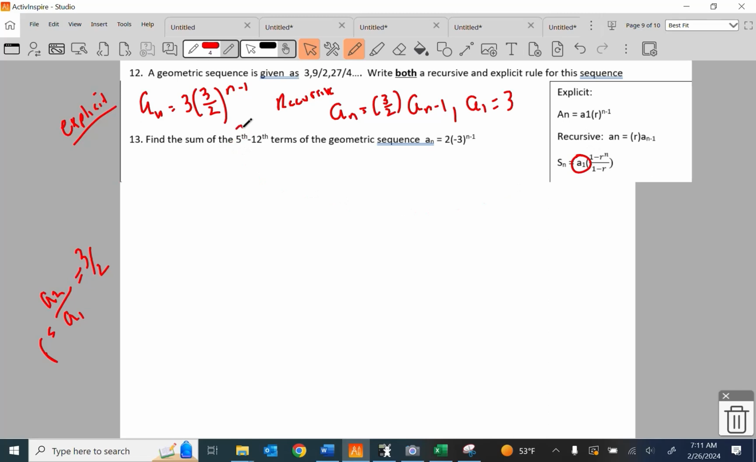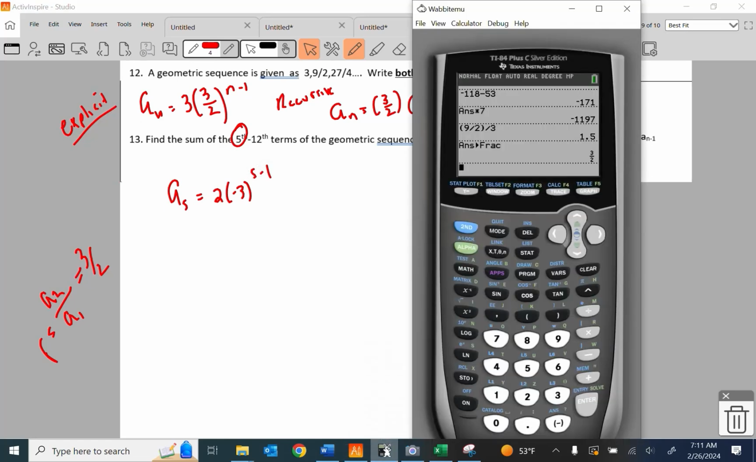That says first term, it's actually this guy. That should be a sub 5 to use this thing, because the first term I care about is the 5th term. So I'm going to find the 5th term. It's 2 times a negative 3 to the 5 minus 1. So 2 times, should be negative 162. I'm sorry, positive 162. Watch this, 5 minus 1. 162.